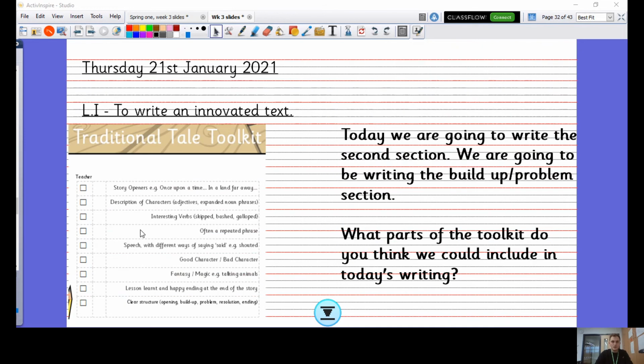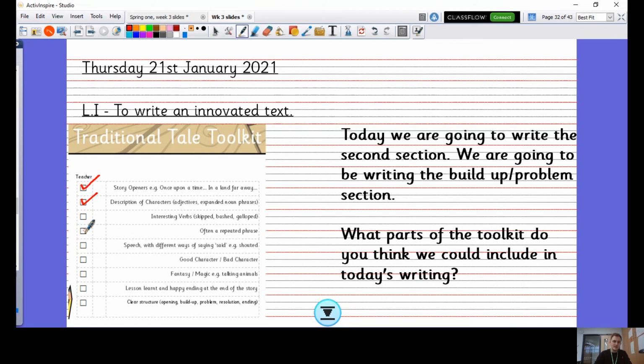Okay, let's take a look at our toolkit. And I know already that we can tick off lots of stuff we have already done. So we've all got a story opener because I'm pretty sure most of us will have used Once Upon a Time. We've got some description of characters. I described Goldilocks as a young, pretty girl in a green dress. Some of you may have included some interesting verbs. We were coming up with lovely verbs in school about how Goldilocks crept into the kitchen or she sneaked into the house. So you may be able to tick that.